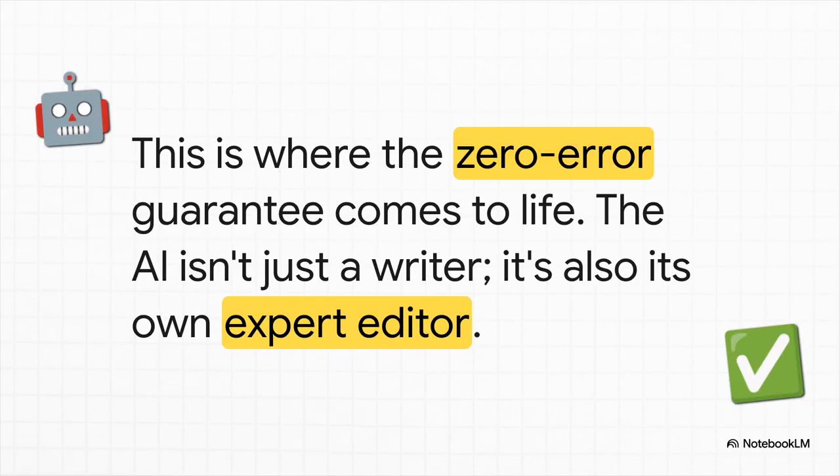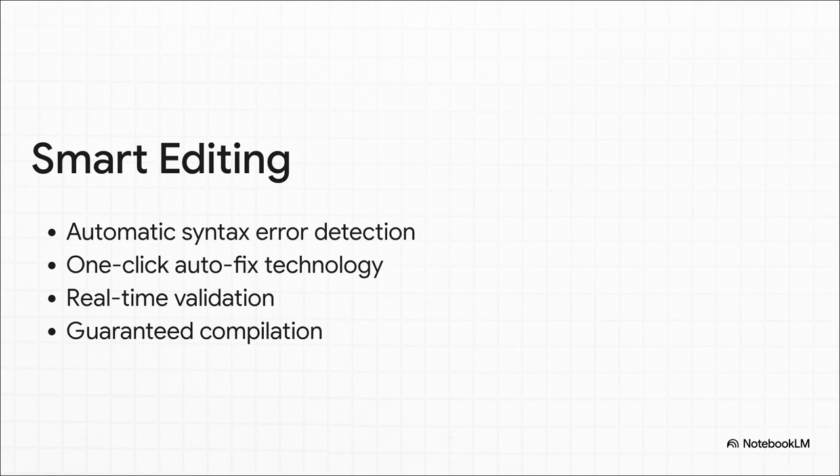The second key feature is called smart editing, and this is really where that zero-error guarantee comes from. This is that internal auto-fix loop we were talking about. You can think of the AI as its own editor, constantly proofreading its work in real time. So by the time you actually see the code, it's already gone through this whole internal quality control process that's designed to make sure it will compile without a single syntax error.